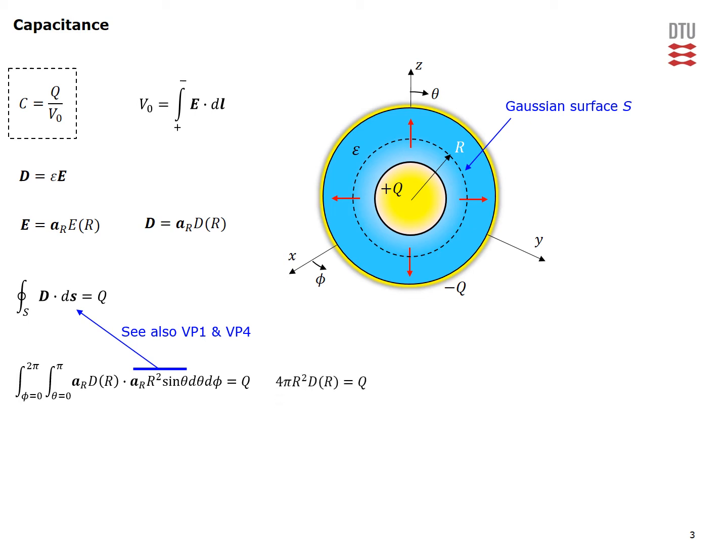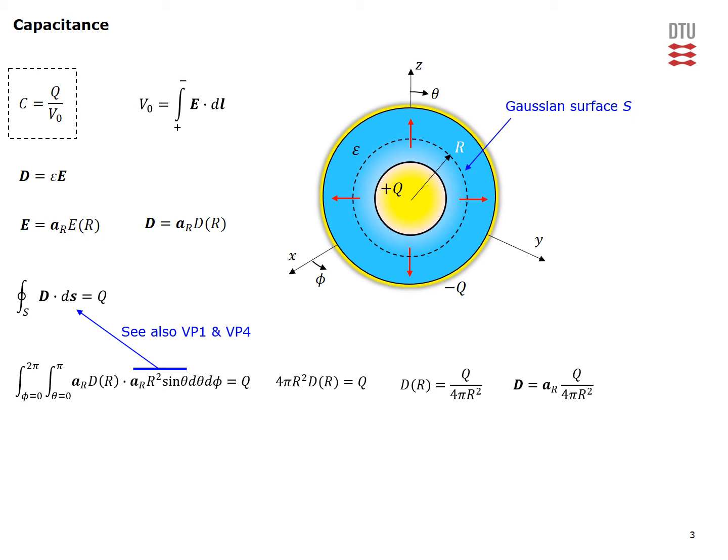So this Gauss law immediately gives us the surface area of this Gaussian sphere times the magnitude of the D field, that is equal to the total free charge enclosed. You can easily isolate the D field and also write it in this vector form that you can see here. So this is the electric flux density in the dielectric of our spherical capacitor.